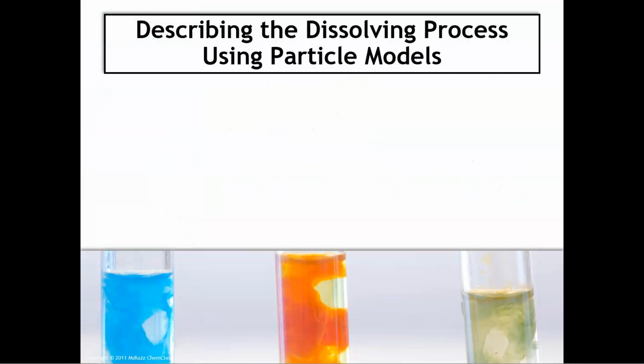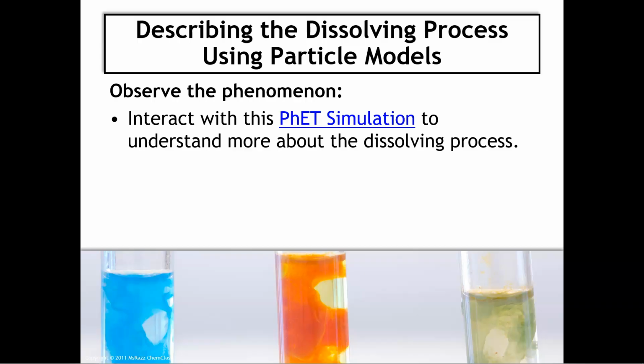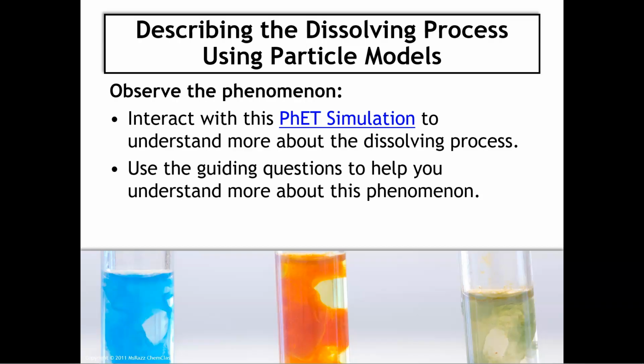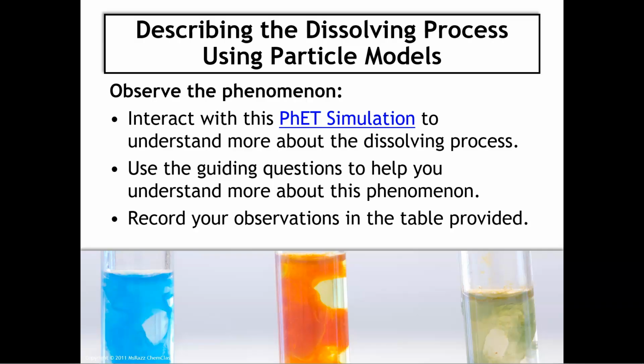Now we have to talk about how we dissolve things in terms of a particle model. It really helps us to understand the dissolving process. So we're going to observe the phenomenon. We're going to interact with a PhET simulation to understand more about what's happening on the particle level when substances dissolve. We're going to use some guiding questions to help you understand more about this phenomenon. And then finally, you'll be expected to record your observations in the table provided on your guided note sheet.